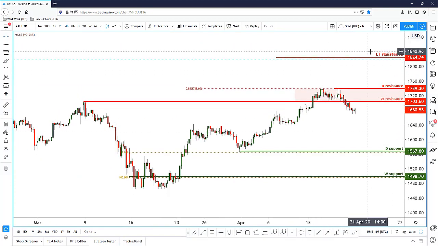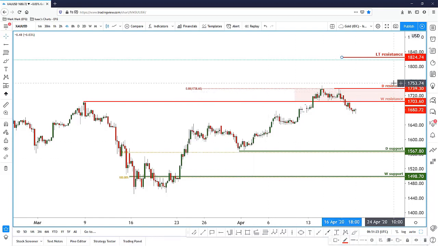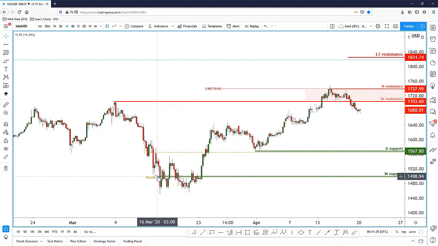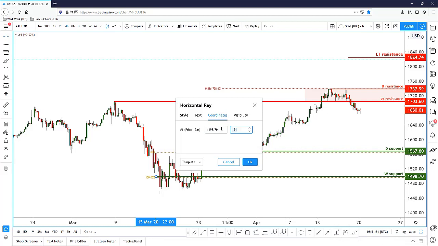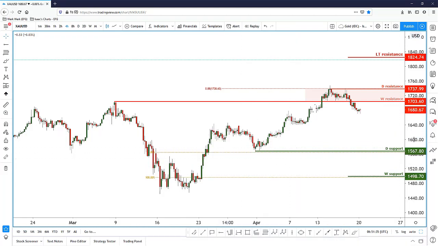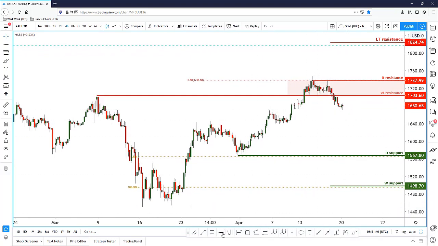Okay, now on the 4-hour, this is what we see. Let me fine tune the daily resistance. And our weekly support. Daily support.